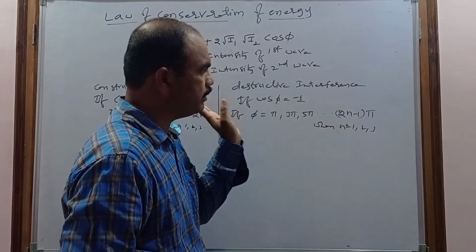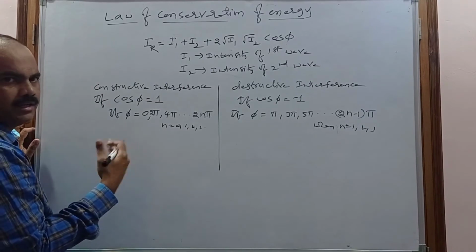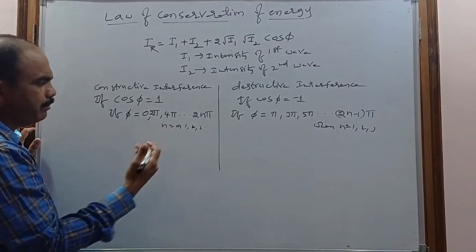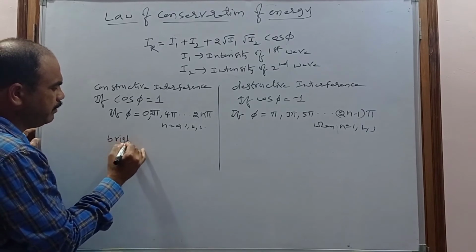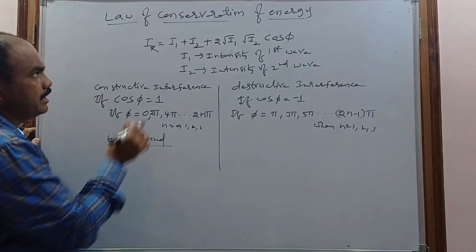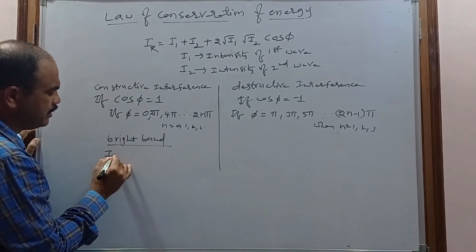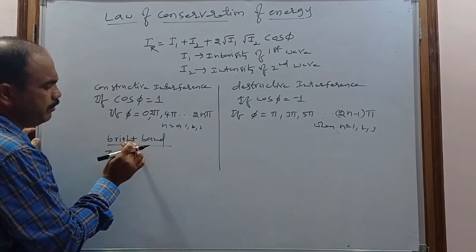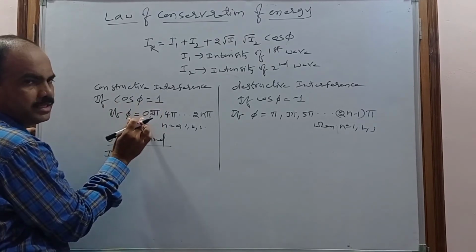You have to remember. So now, in case of constructive interference, and nothing but when the intensity of the light becomes maximum, so what is formed? Bright band. Bright band is formed. So when the bright band is formed, what is the intensity? So the resultant intensity I suffix r equal to. When the bright band is formed, cos phi equal to 1, and nothing but the phase difference is either 0, 2 pi, 4 pi.